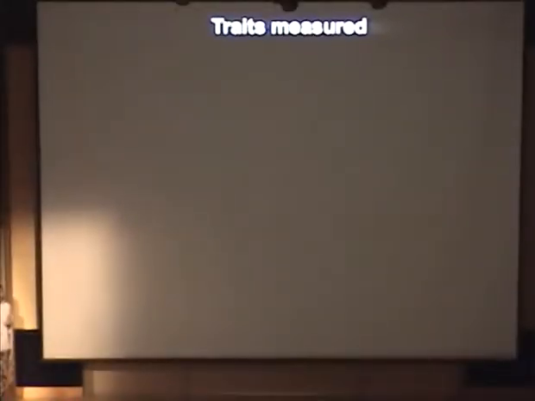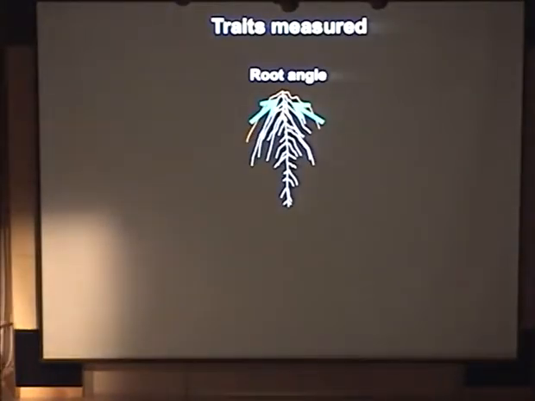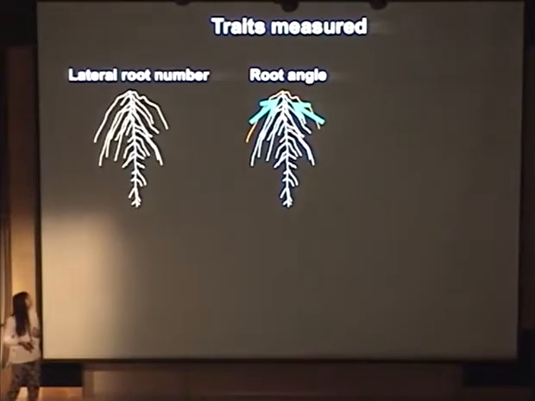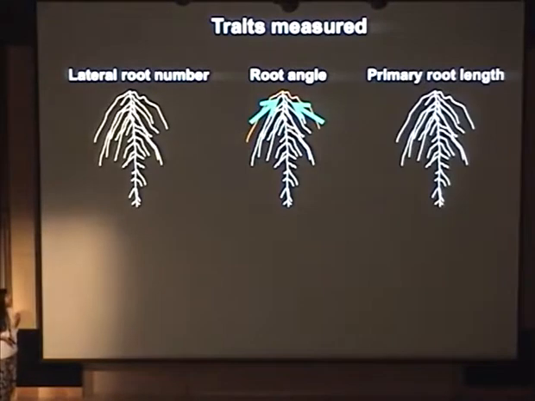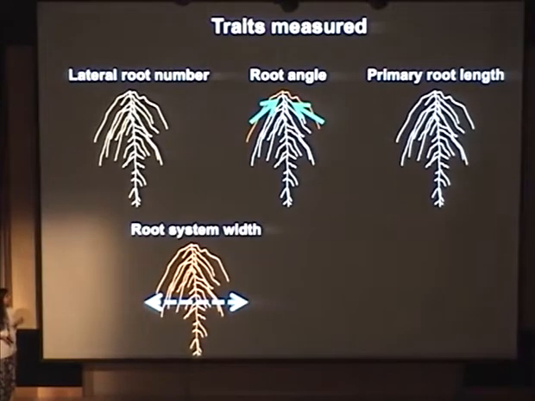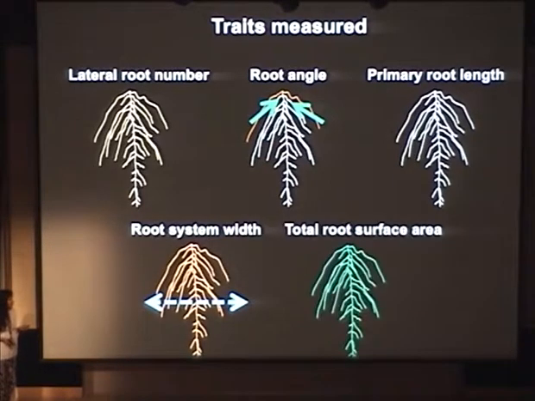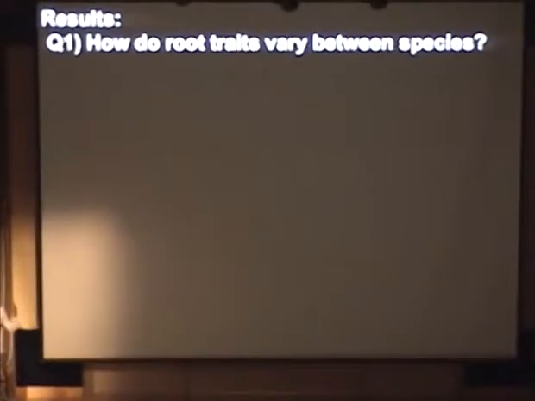And so what are my results? For the first question, how did they vary? Sorry, before I go into that, the traits I looked at were root angle. Root angle is essentially the angle formed between the top-most lateral root and the primary root. It's a good indicator of architecture. I looked at lateral root number, primary root length, root system width, and total root surface area. Here we are. And so how did these 2 species vary in these traits?